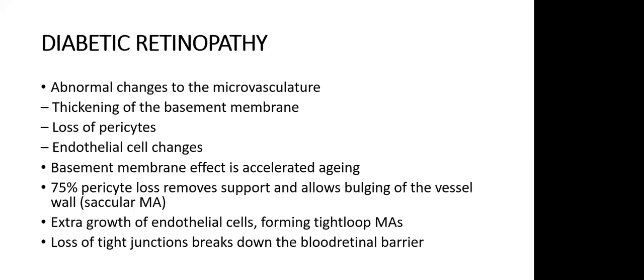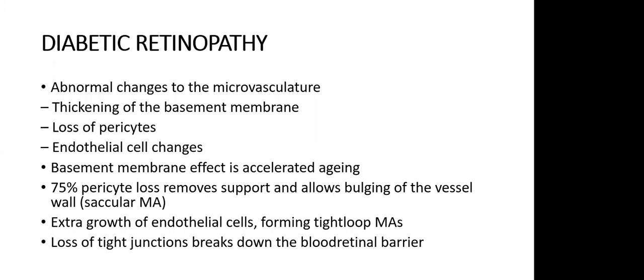When about 75% of these pericytes are lost, the tight junctions are no longer able to perform their functions very well. The structural support of the capillaries is lost. That's when you see bulging of these microvessels, what we call microaneurysms. That's a term you hear when we talk about diabetic retinopathy. And there is more growth because of the changes inside the endothelial cells. There is ischemia. The ischemia can result in more growth of some of the endothelial cells and result in tight loop microaneurysms. So this loss of pericytes is very important. It will result in breakdown of the blood-retinal barrier.